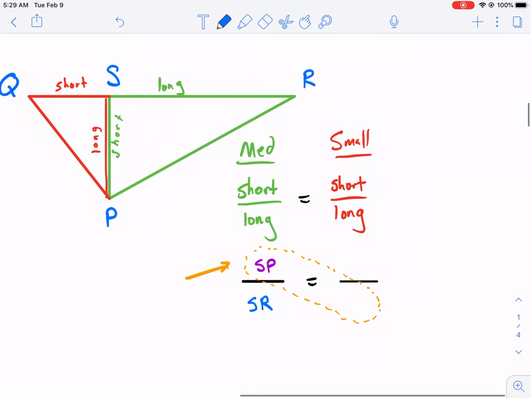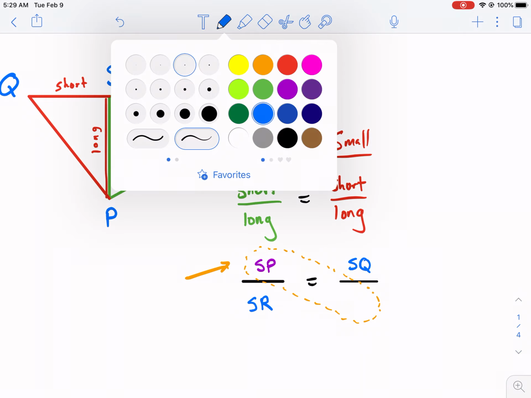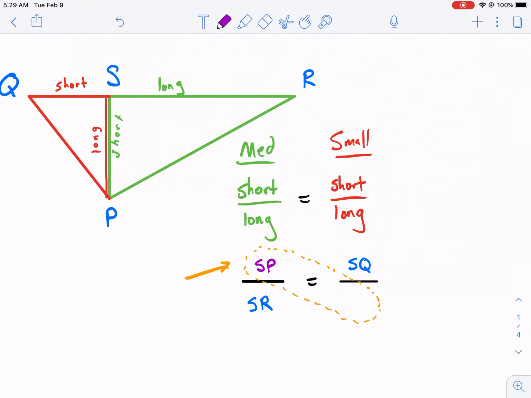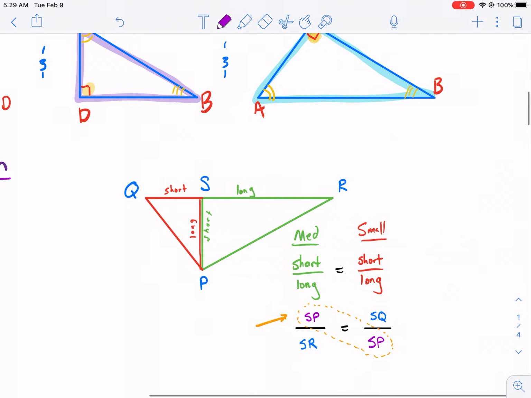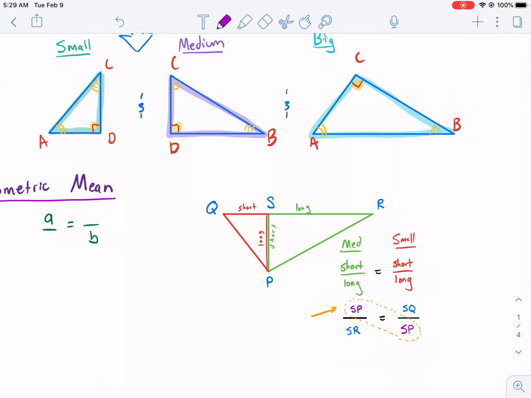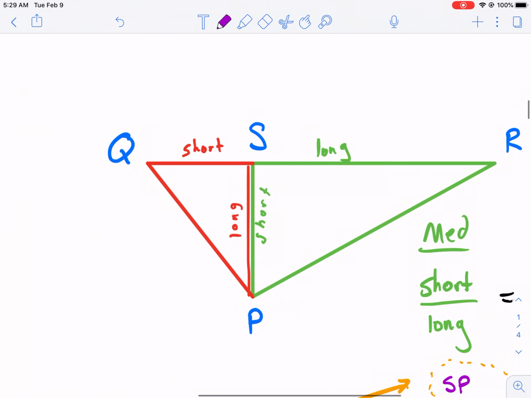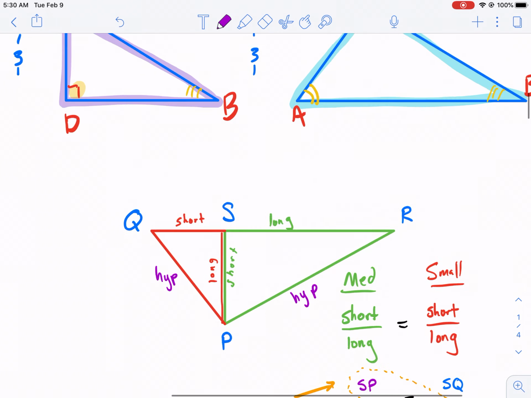Now let's go to my small triangle. What is my short side? Well, my short side is SQ. SQ is my short side. And what is my long side? My long side is SP. Now, I should have mentioned this before, but anytime we have a right triangle, we need to label certain sides. Okay, we're always going to have a short side, a long side, and then the hypotenuse. Okay, and that's going to happen for each one of these right triangles.